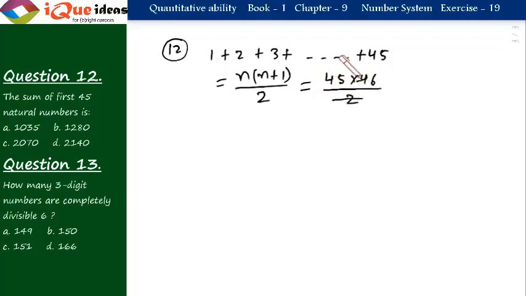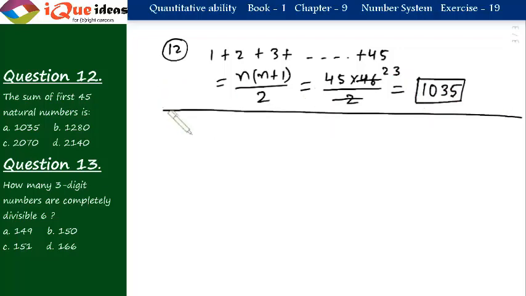So just put n equal to 45. So it is 45 into 46 divided by 2. So 2 cancels 46 23 times. The answer would be 45 into 23. Multiply that. You will get 900 and 135. So it is 1035 is the answer of this question. Very easy question. Standard formula based questions. Now question number 13. It says how many 3-digit numbers are completely divisible by 6?